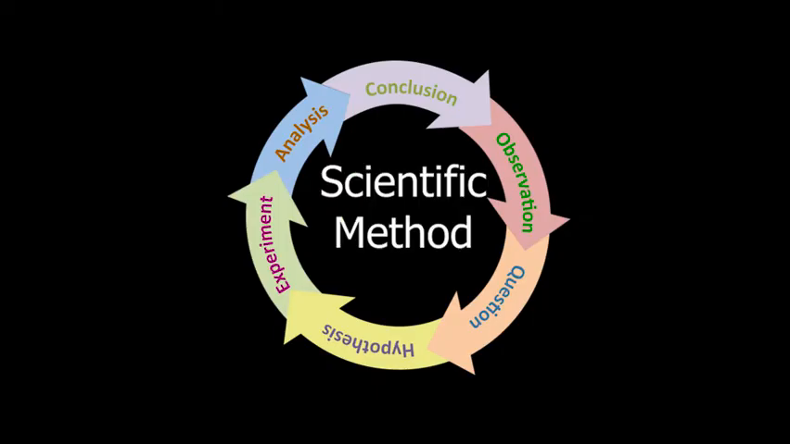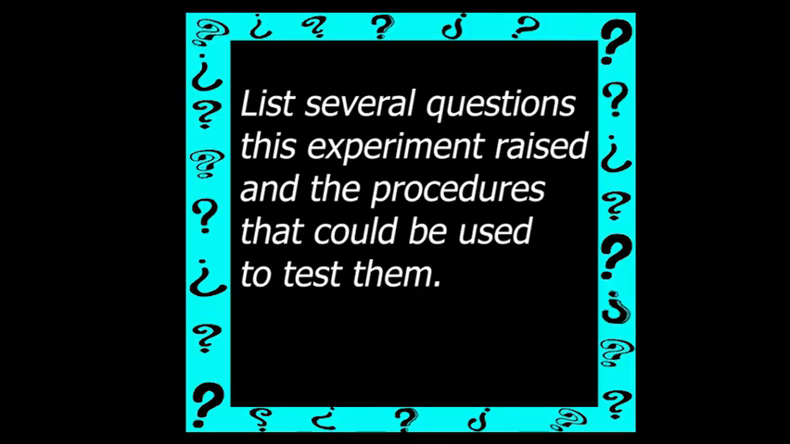Interpretation and conclusion. One of the most important features of scientific inquiry is the exchange of information. Scientists publish experimental results to make them known to others and include their interpretation of what those results mean. Write a brief discussion of this experiment, being careful not to let your preconceived notions interfere with an objective analysis. List several questions the experiment raised and the procedures that could be used to test them.